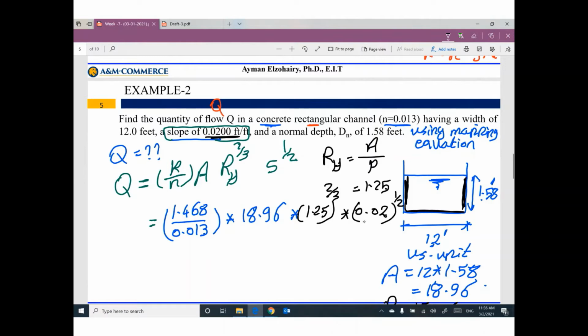So guys, we can calculate the final discharge value. 2/3 times 0.02 to power 1/2 times 18.96 times 1.468 divided by 0.013 equals 351.5 cubic feet per second.